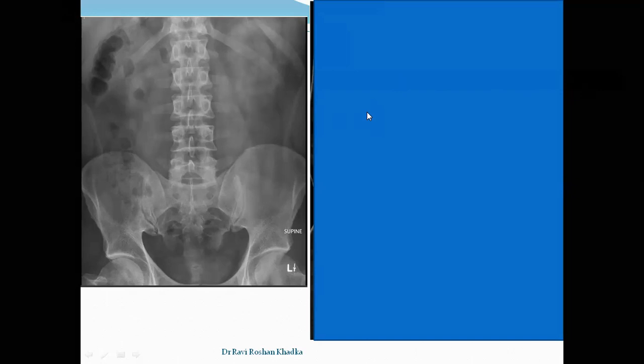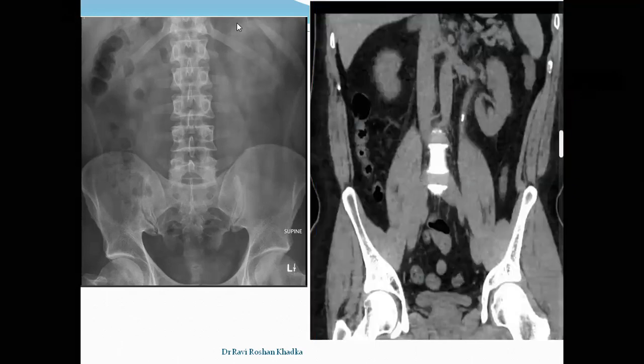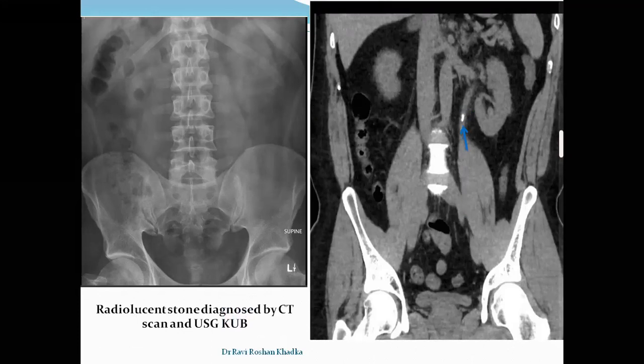Same patient, the non-contrast CT scan is now showing you a hyperdense, that is whitish structure in the upper ureter. So see, in this patient we cannot see anything in the plain X-ray KUB, but we can see the stone in the non-contrast CT scan. That's why these types of stones are known as radiolucent stones, because they were not seen by plain X-ray KUB. But these radiolucent stones can be diagnosed by non-contrast CT scan as well as ultrasonogram.